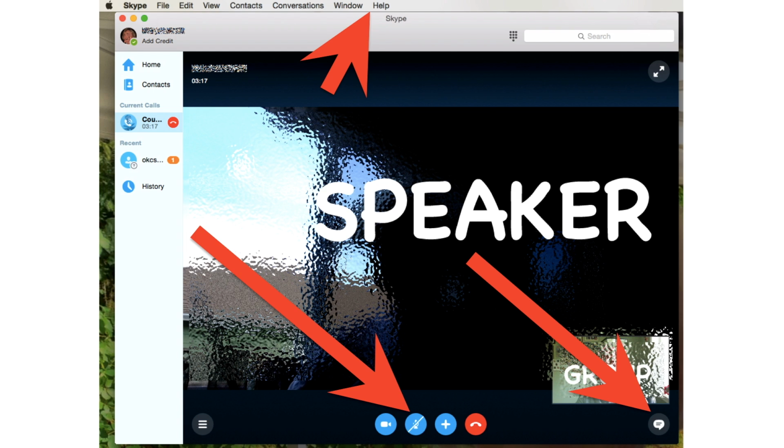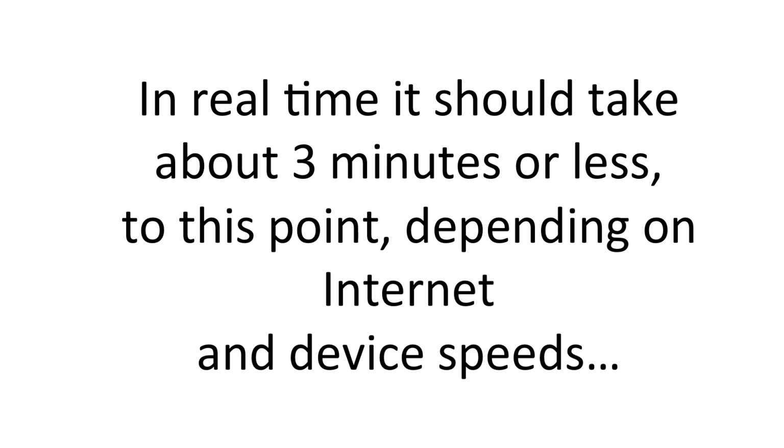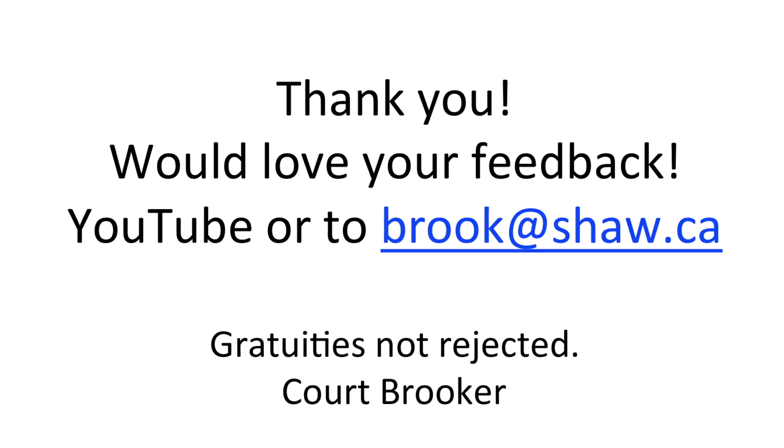Down in the bottom right hand corner, there's a little bubble with lines in it. That's a message window. You click on that and you can type a message to the speaker, and the text appears on the speaker screen. He can text you back if you want during the presentation. Should not affect the screen. In real time, it should take about 3 minutes or less to get to this point, depending on the internet and device speeds, and also how quick and fast, efficient the speaker and the facilitator are using the system.